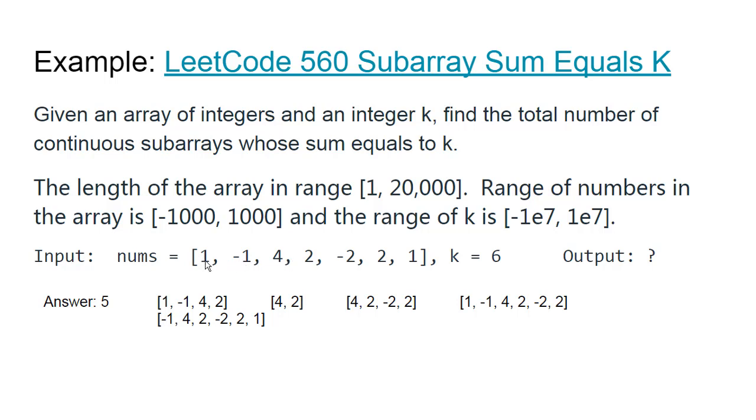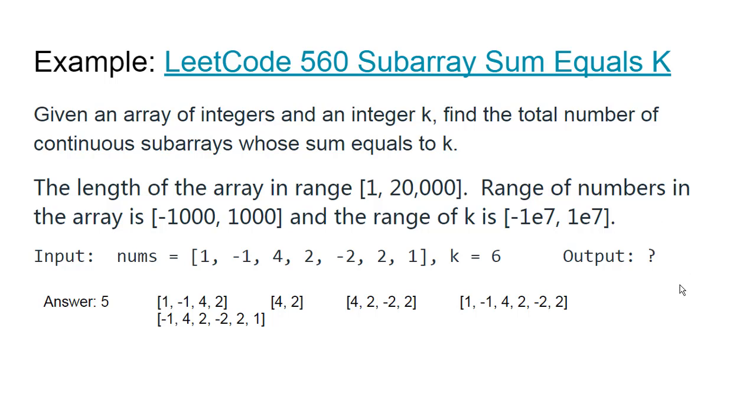Here is 1, 0, 1, 4, 2, that sums up to 6. Of course, without 1, 0, 1, just 4, 2 also sums up to 6. And 4, 2, negative 2, 2 also sums up to 6. And 1, negative 1, 4, 2, negative 2 also sums up to 6. And if we get rid of the first one and add the last one, they also sum up to 6. So there are 5 of them.